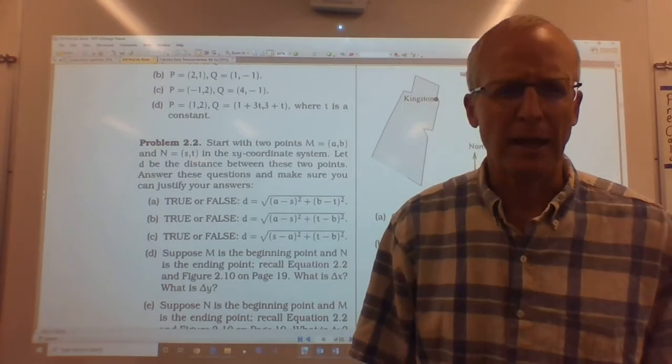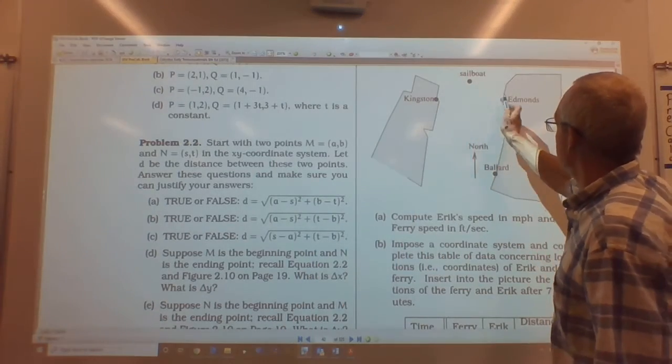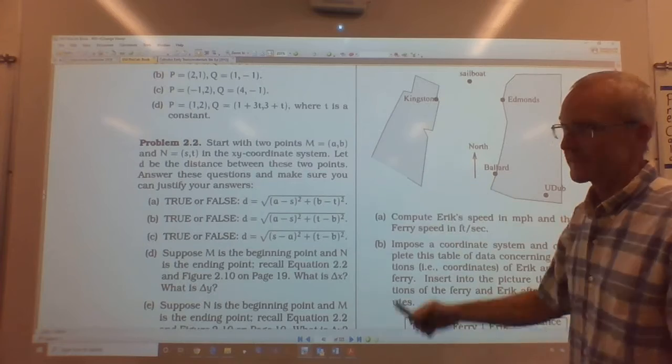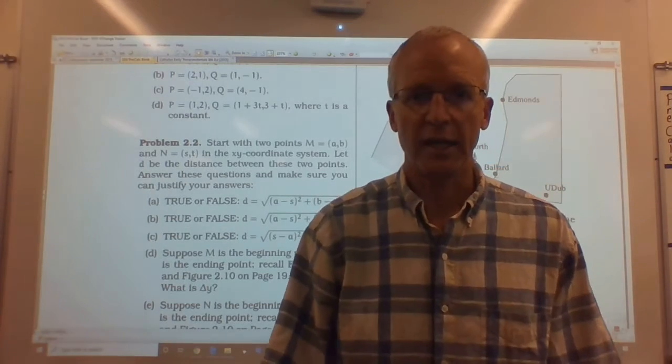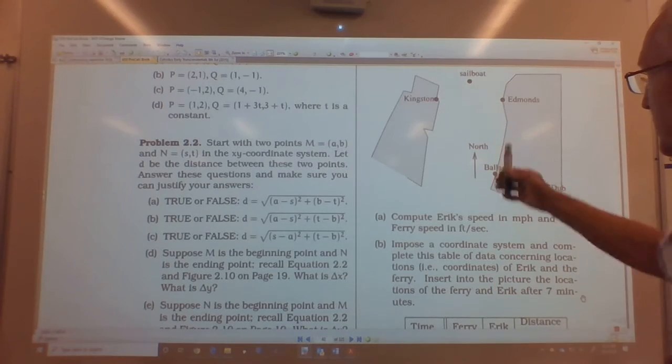I think later on there's a problem where they're going to include Ballard or something. Right now, all we care about are these three things. So we can ignore all this stuff down there. Not a hard picture to draw. Label everything really clearly.